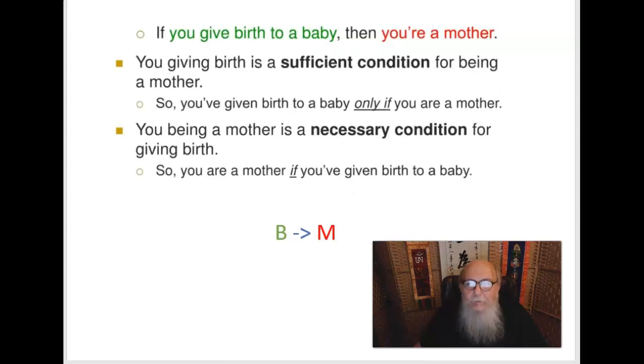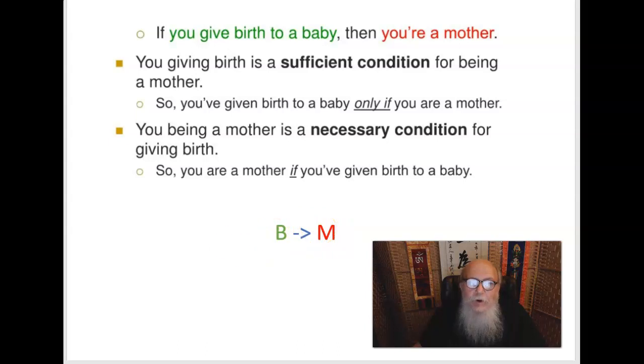So think about it. If you give birth to a baby, then you're a mother. Your giving birth is a sufficient condition for being a mother. So you're giving birth to a baby only if you're a mother. Birth only if mother. While your being a mother is a necessary condition for giving birth. So you are a mother if you've given birth, which means if you've given birth, then you're a mother.